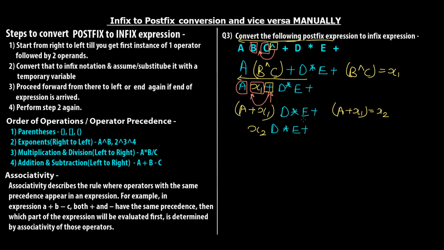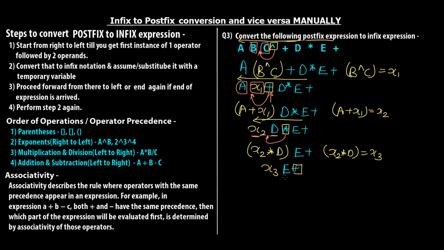So again, when we scan from right to left, we can see that after star we have d and x2, that is two operands. So star comes in between. Then we say x2 star d, so convert it to infix, and the remaining e plus is kept as it is. Then we substitute x2 star d as x3. So we have x3 e plus. So ultimately this plus operator is left, followed by two operands e and x3. So we get x3 plus e. So we've arrived at our result.